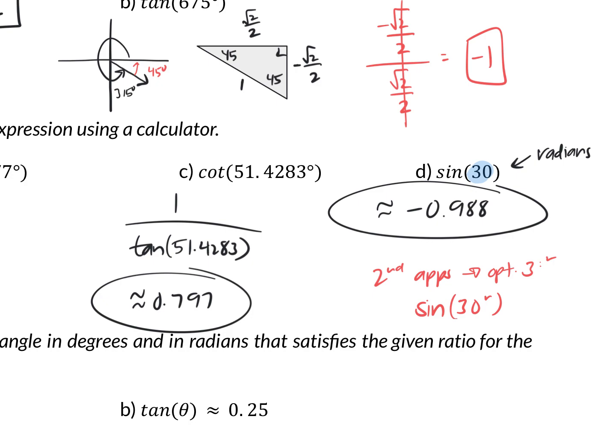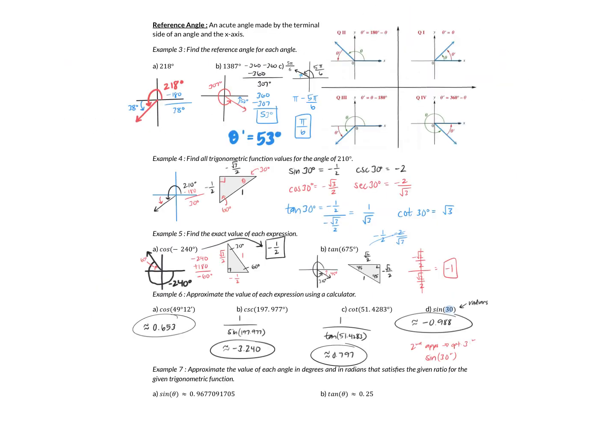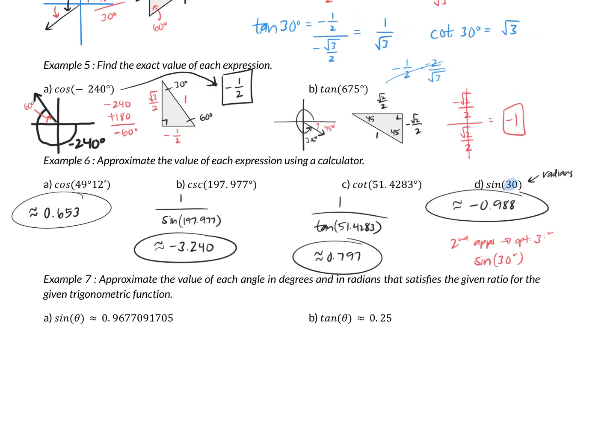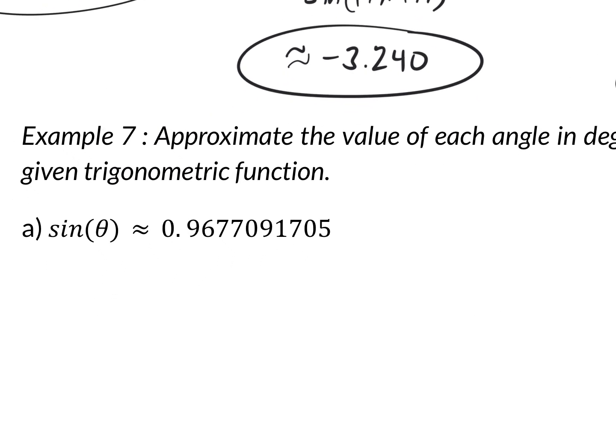It should give you the same answer. Okay, so it says to approximate the value of each angle in degrees and in radians that satisfies our given ratio for the given trig function. So for letter A, we're given that sine of theta is equal to this really long decimal. If I want to know what theta equals, how do I undo sine?